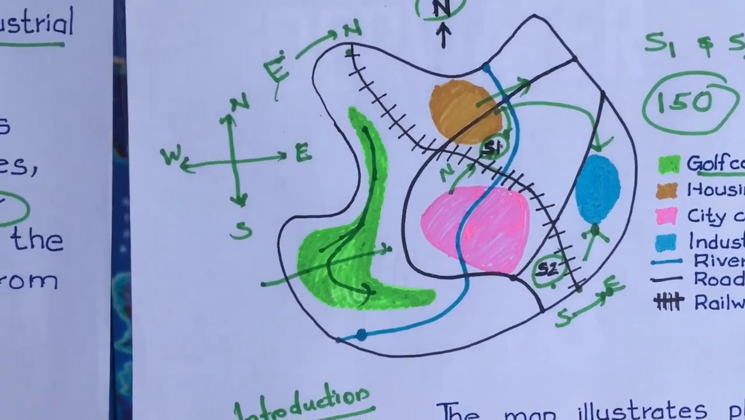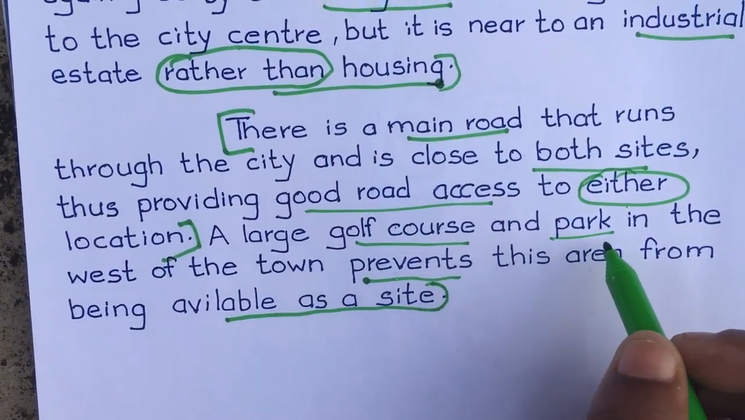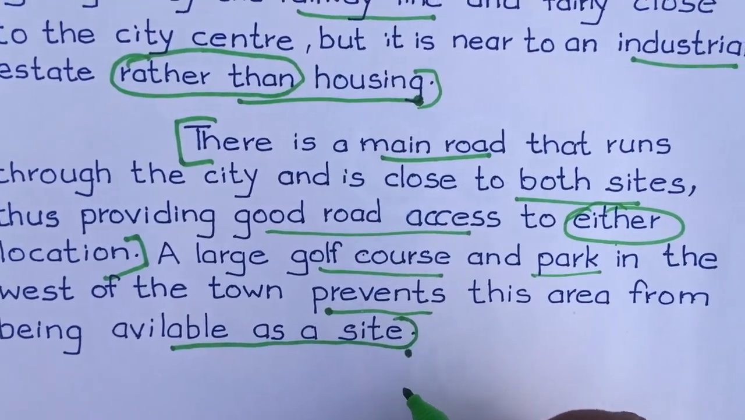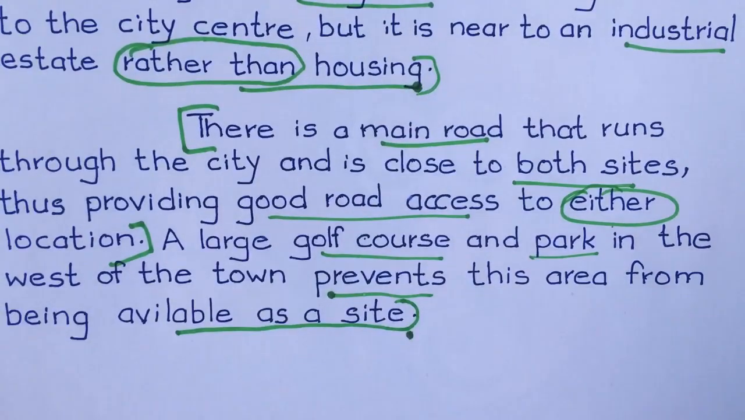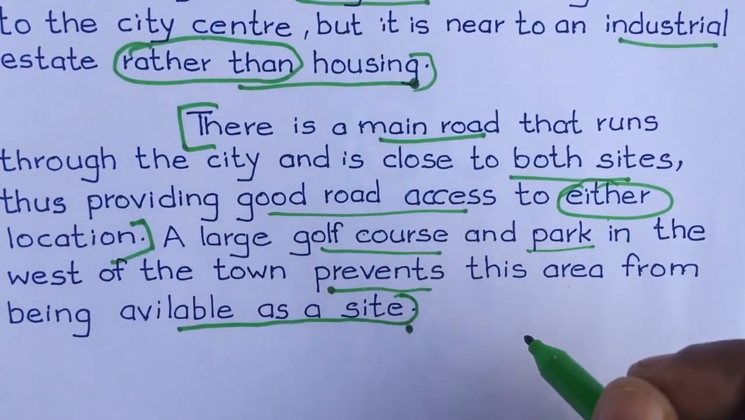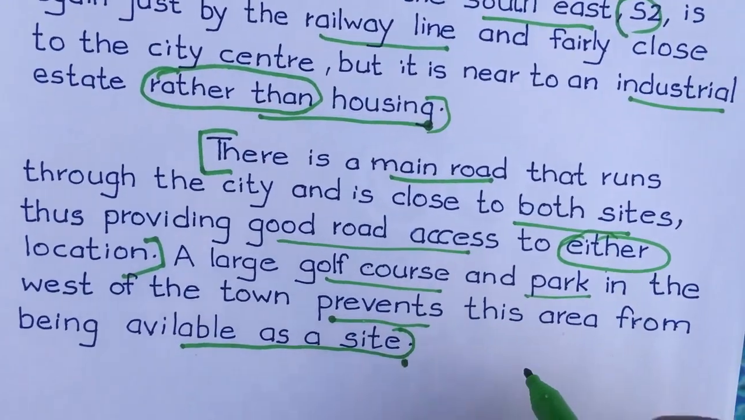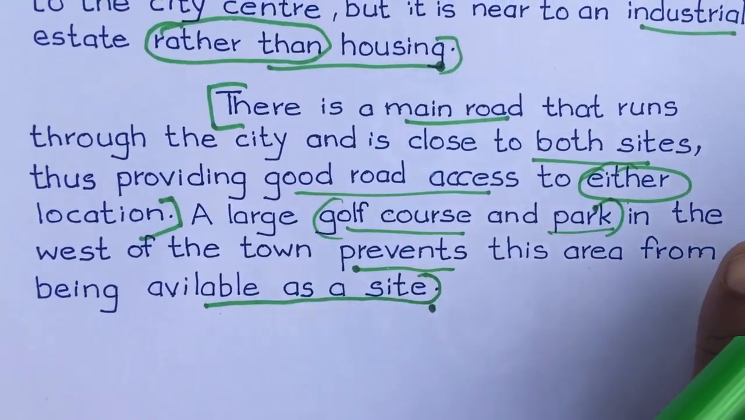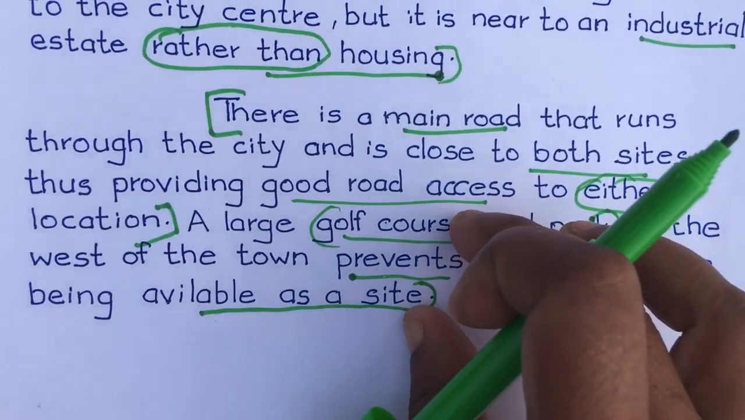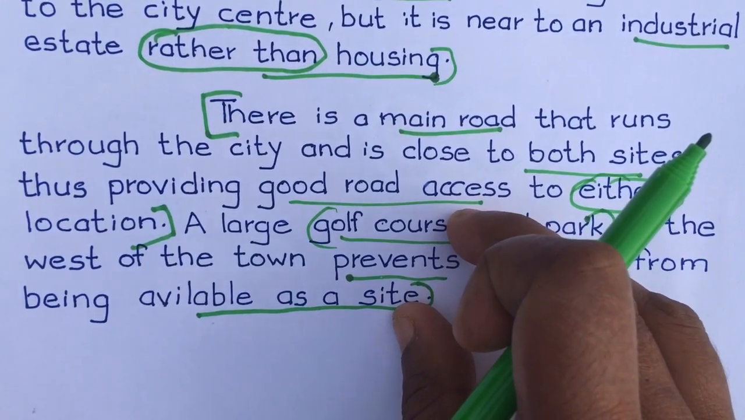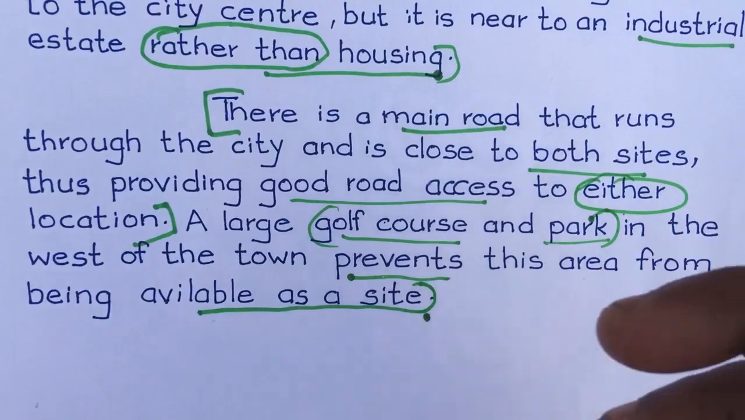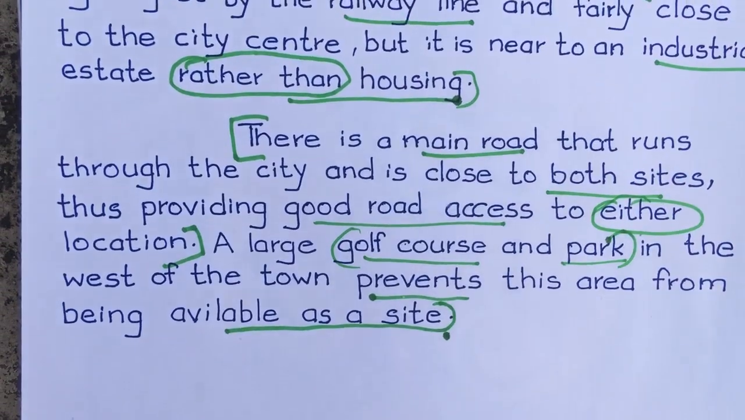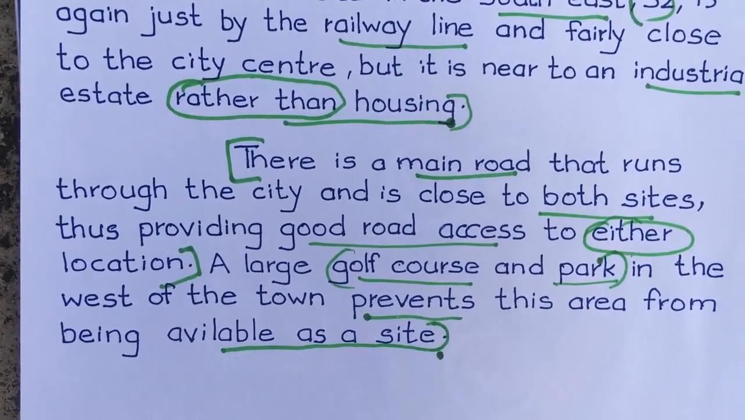So I'll read once again. A large golf course and the park in the west of the town prevents this area from being available as a site. Okay, you got it. So this park area, even though it is very big and spacious on the west side, we can't use it because of the golf course and park, because it is used for the public, right? So again I have given a drawback of this particular site. So always try to find the difference, or try to find the comparison, minor or major elements. Using all your elements in your writing is an additional tip.